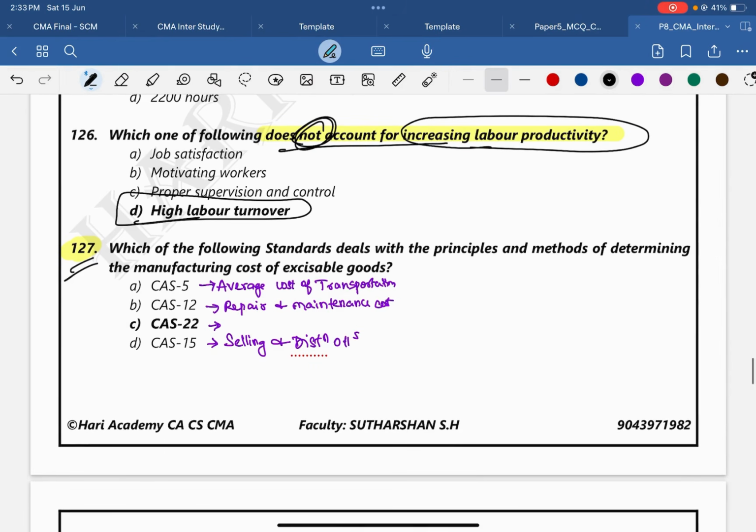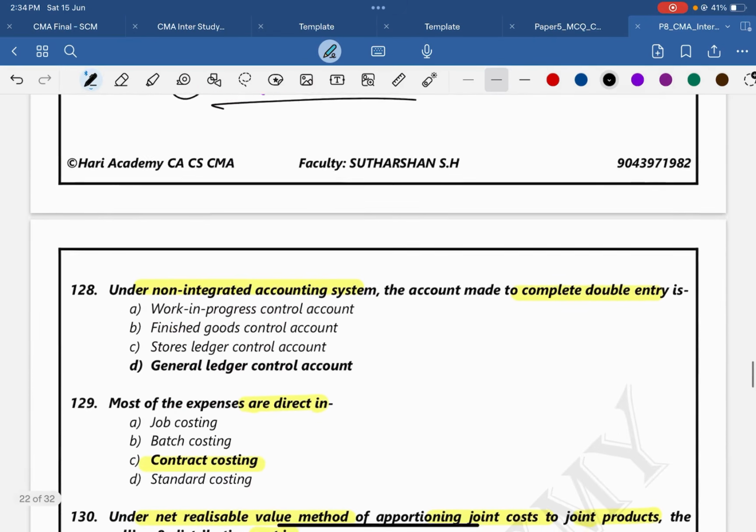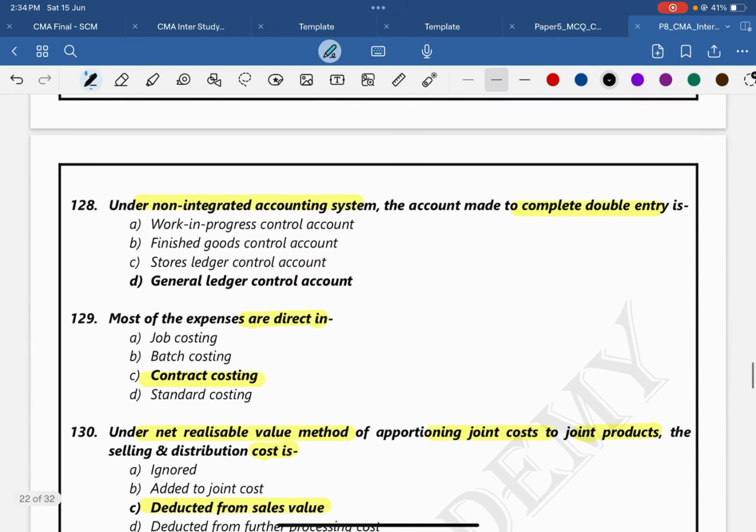Question number 127. Which of the following standards deals with principles and methods of determining manufacturing cost of saleable goods? Manufacturing cost of saleable goods is cost 22. Then what is cost 5? Just now we have completed, no? Average equalized cost of transportation. Cost 12, repairs and maintenance cost. 15, just now we completed, selling and distribution overheads. Keep it cost as a provision.